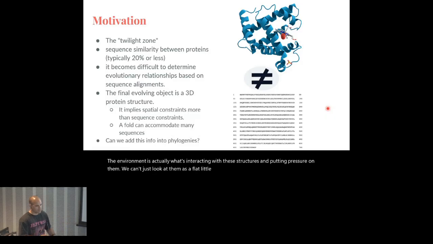They're actually 3D shapes. They actually do their function in this form. We heard a lot about that just a little while ago. So we need to incorporate this information into the way we do phylogenetics. So this is the problem that I'm trying to solve with Fold Tree 1 and 2.